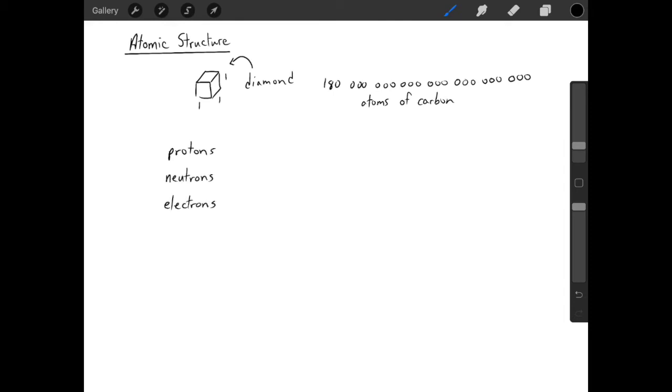So these subatomic particles are absolutely tiny. Protons and neutrons are similar in size and weight, and electrons are much, much lighter. So you can see that protons and neutrons have a mass that's almost identical, and the electron mass is about 2,000 times smaller.